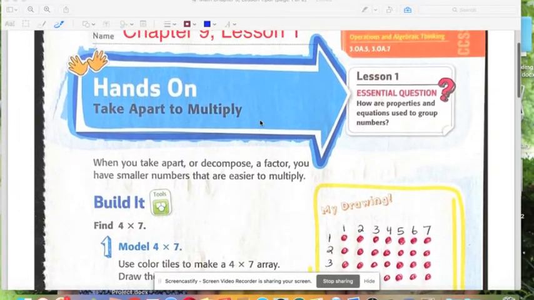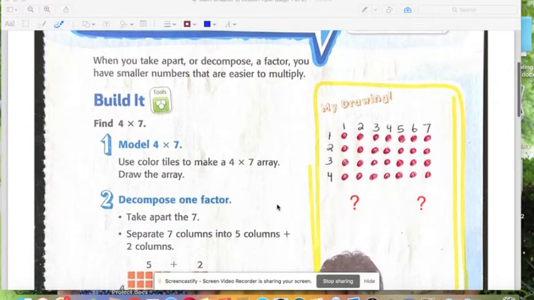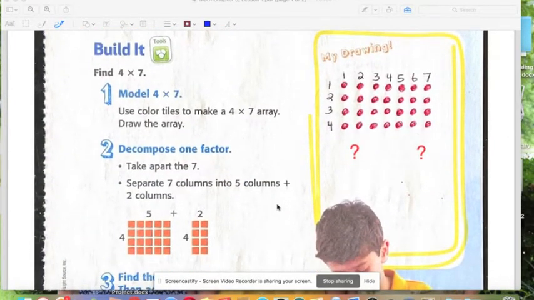Okay, everyone, you should have out page 501. This is the beginning of chapter 9, lesson 1. We're going to do some things similar to what we just did on the board. The first thing they ask us to do is to make a model of an array of 4 times 7. So I did this. Don't laugh at my circles. I have 4 rows and I have 7 columns. 1, 2, 3, 4. 1, 2, 3, 4, 5, 6, 7.